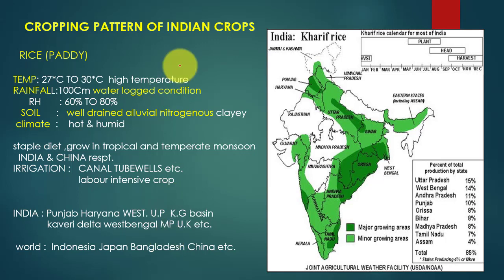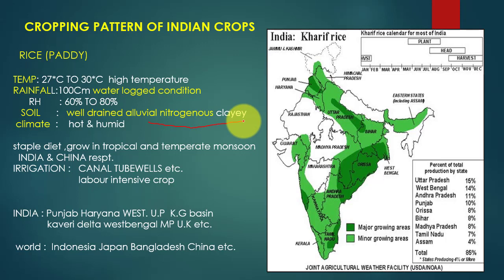Now, cropping pattern of Indian crops. Here an important one is rice, also known as paddy. Rice requires a temperature of 27 to 30 degrees Celsius, a high temperature. Rainfall it needs 30 centimeters, and waterlogged conditions, meaning water should be standing around. It needs relative humidity, and the soil required is well drained alluvial nitrogenous clay soil.